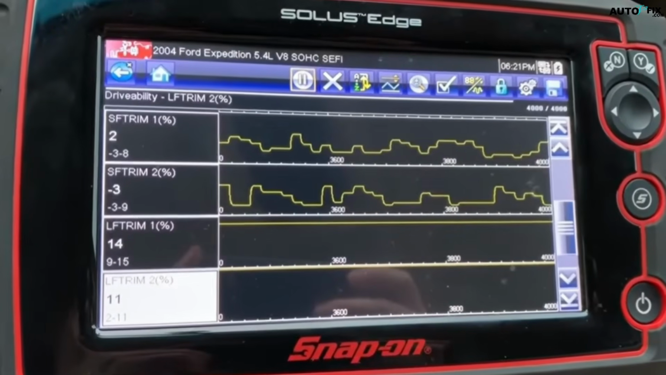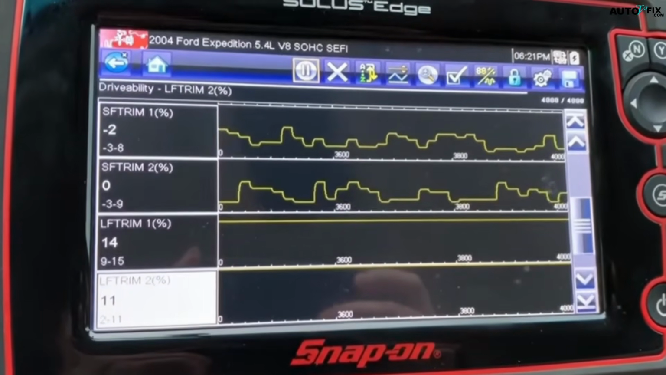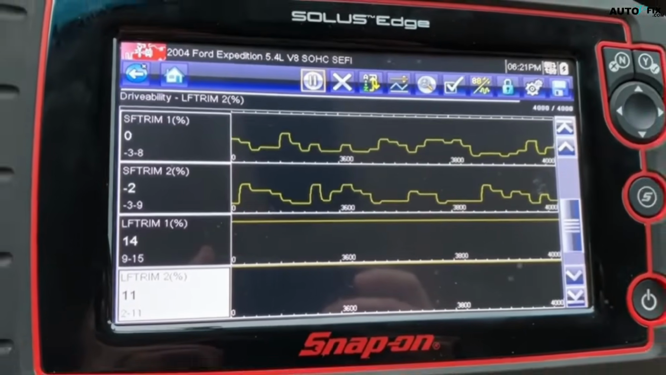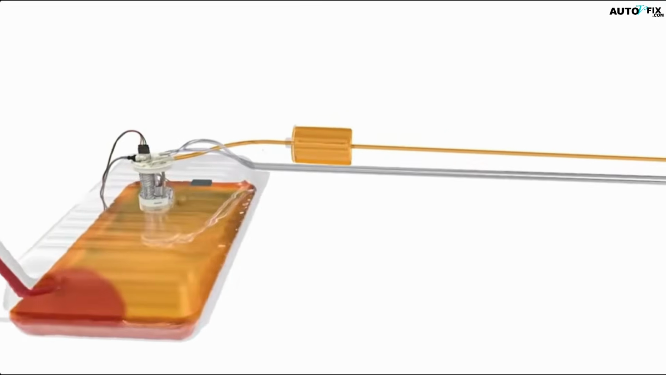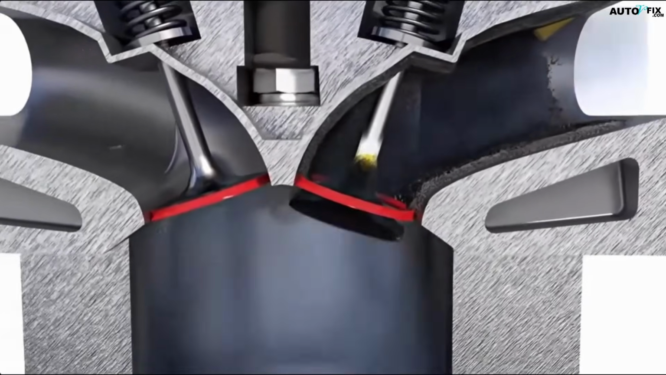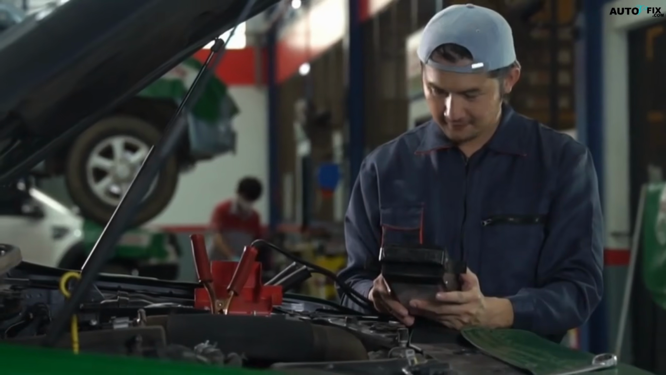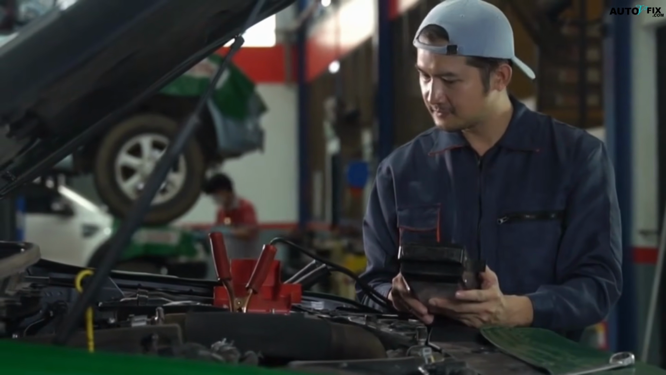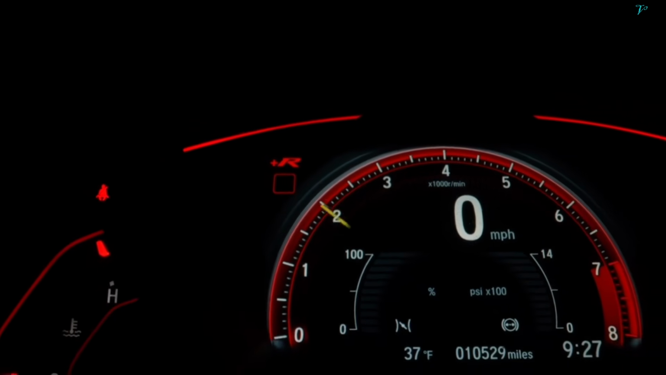Fuel trims tell you how much the engine computer is adjusting the fuel mixture to keep the engine running properly. If those numbers are positive, the computer is adding fuel because it believes the engine is running lean. If they're negative, it's taking fuel away because it thinks the mixture is too rich. The trick isn't just looking at the fuel trims, it's comparing them at idle and again around 3,000 RPM.